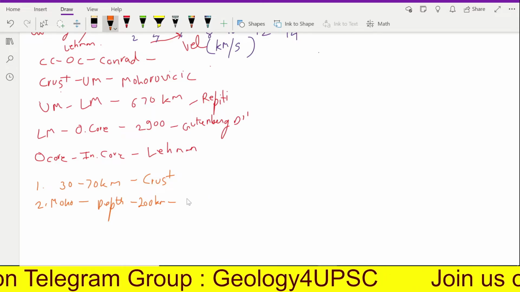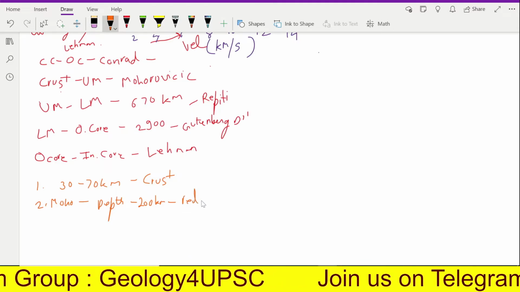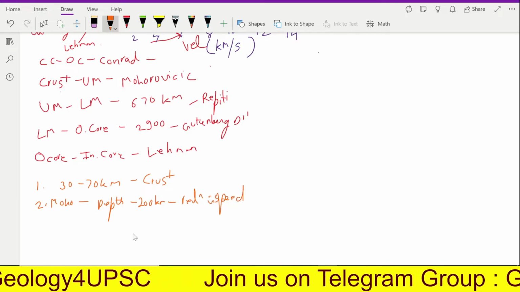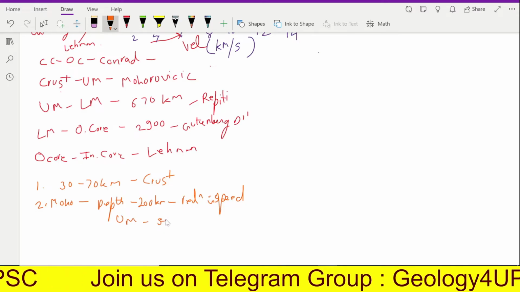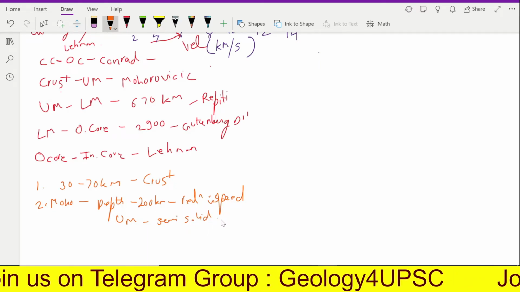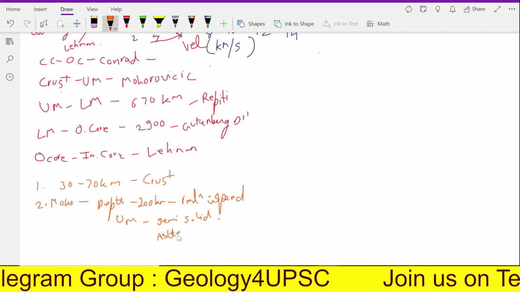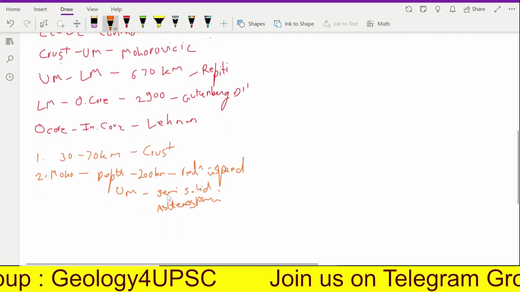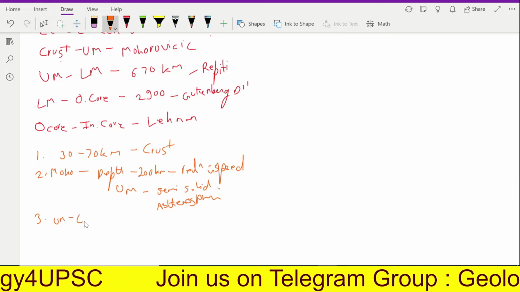Then what you will write next is what happens. There is a sharp fall in speed, so reduction in speed, and what follows is the upper mantle, which is semi solid and also has the asthenosphere. And the third, you will write about the upper mantle and lower mantle.